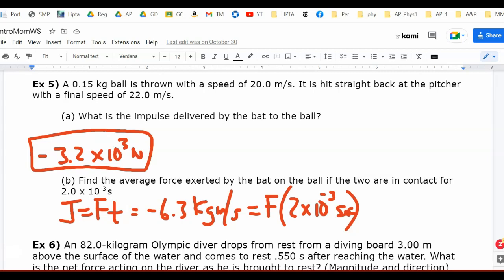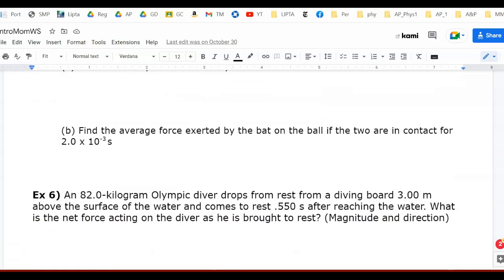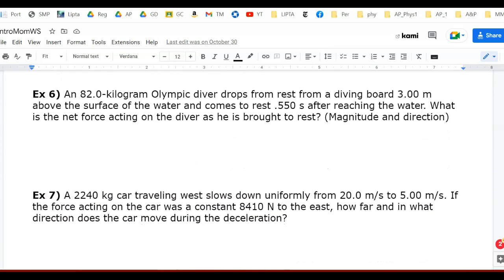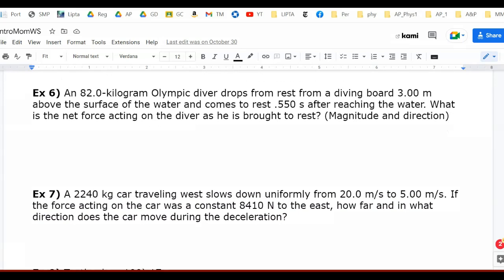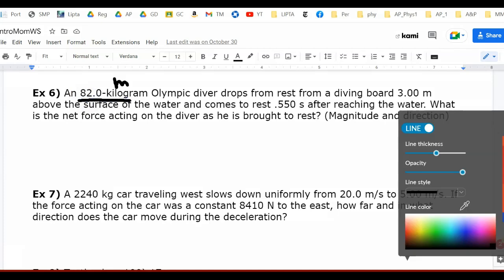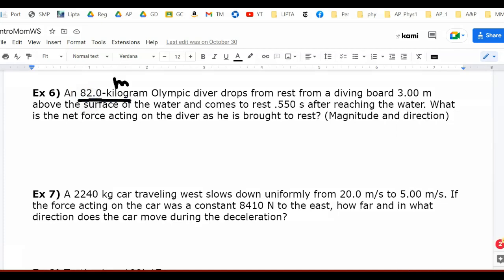All right, now this one's a pretty tough one. An Olympic diver drops from rest. Let's read and underline. We have her mass. Do this with me: drops from rest, off a diving board, that's my delta y. She hits the water and comes to rest after reaching the water. What is the net force of the water on the diver if she's brought to rest in the water?